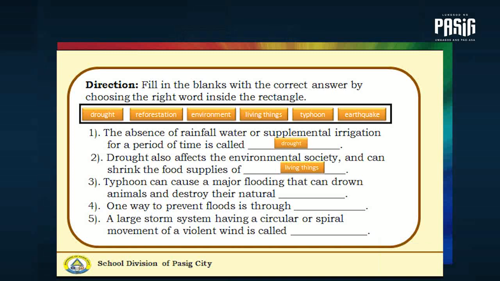Number 3. Typhoon can cause a major flooding that can drown animals and destroy their natural blank. Timer starts now. And the answer is environment. Number 4. One way to prevent flood is through blank. Timer starts now. And the answer is reforestation. Number 5. A large storm system having a circular or spiral movement of violent wind is called. Timer starts now. And the answer is typhoon.